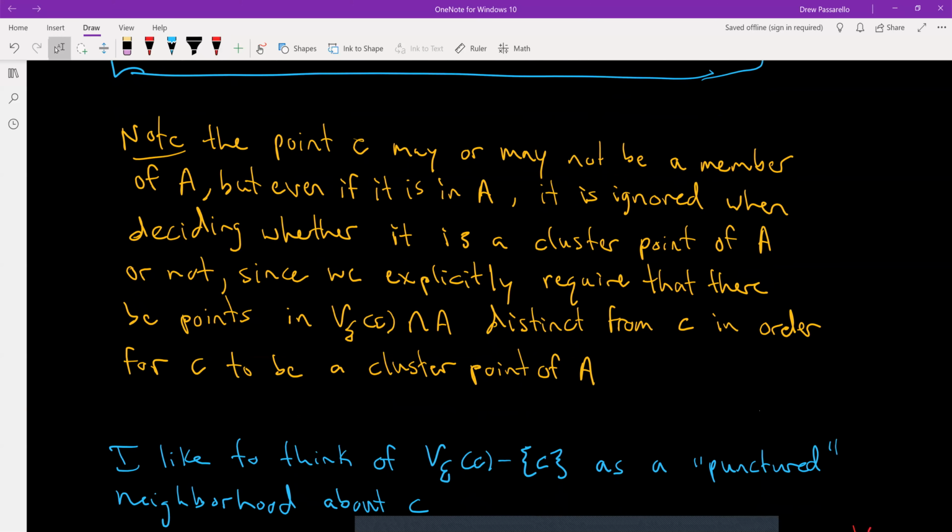And then also in yellow, this explains it in words. The point C may or may not be a member of A, but even if it is, it's ignored when deciding if it's a cluster point of A or not. And we explicitly require that the points in the intersection of the delta neighborhood around C intersecting A be distinct from C in order for C to be a cluster point of A.